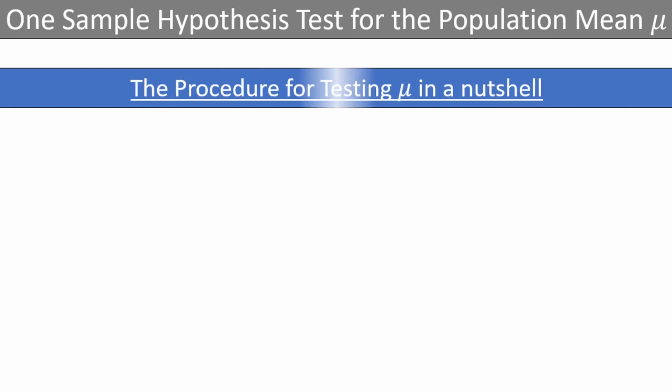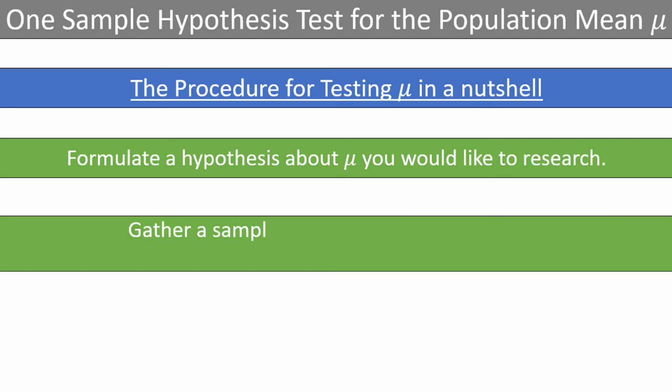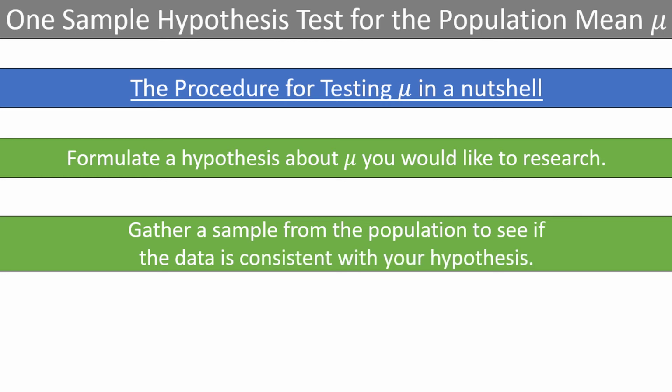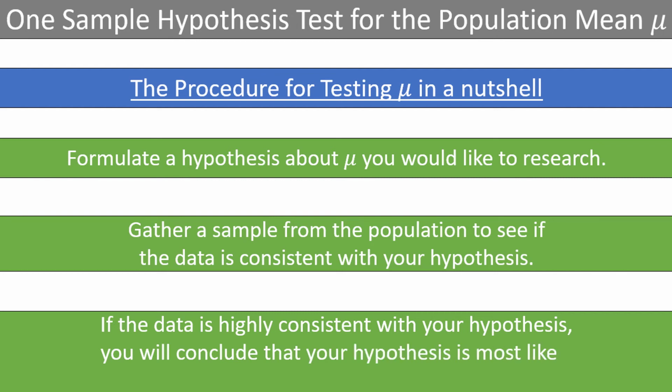The procedure for testing a mean, in a nutshell, is: formulate a hypothesis about the population mean of some variable that you would like to research, gather a sample from the population to see if the data is consistent with your hypothesis. This includes calculations involving probability and statistical distributions. If the data is highly consistent with your hypothesis, you will conclude that your hypothesis is most likely correct. Otherwise, you will dismiss the hypothesis.